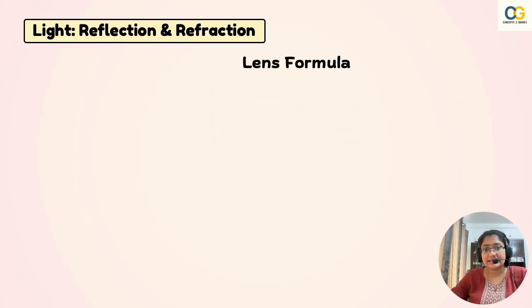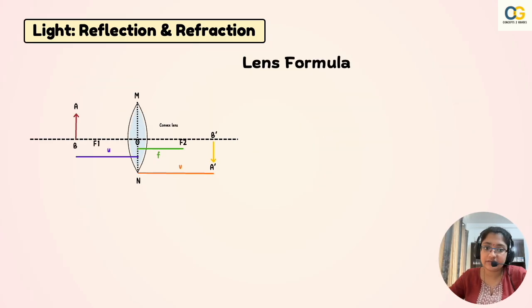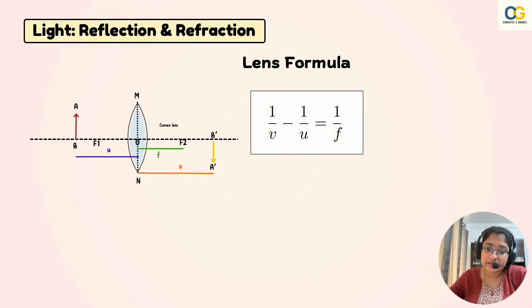Now coming to the lens formula that we will revise. This lens formula is similar to your mirror formula. It's just that it's 1 by v minus 1 by u equals 1 by f. Again, u here means the object distance, v means the image distance, and f is the focal length.